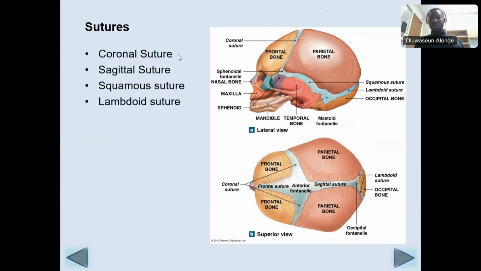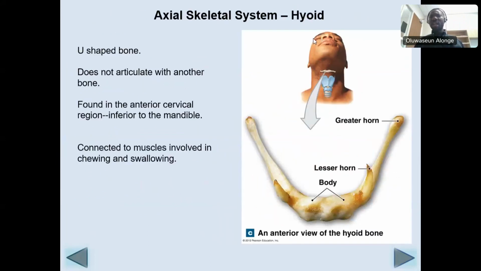Now, we've talked about sutures, right? So I'll just continue. This hyoid bone is the most special bone in your system because it doesn't articulate with any other bone in our system. And so you see it right there, right above the thyroid cartilage.